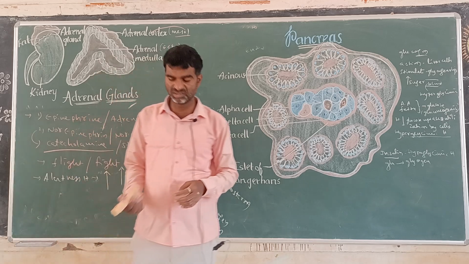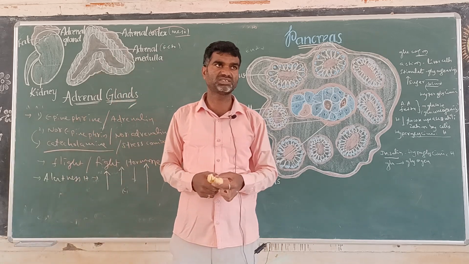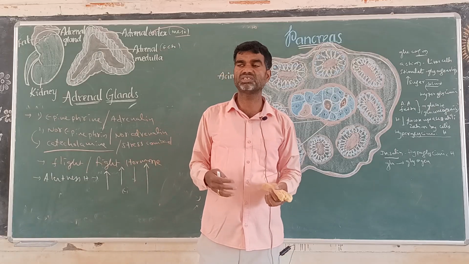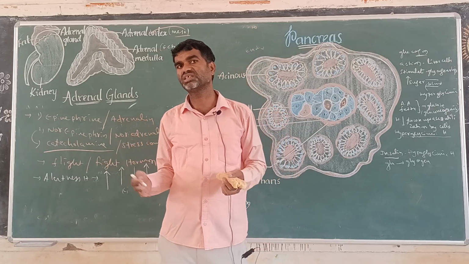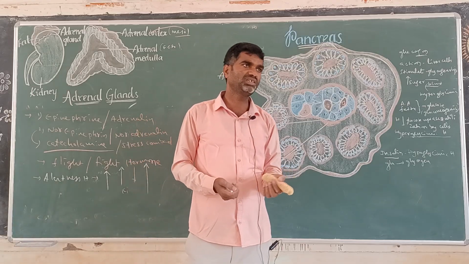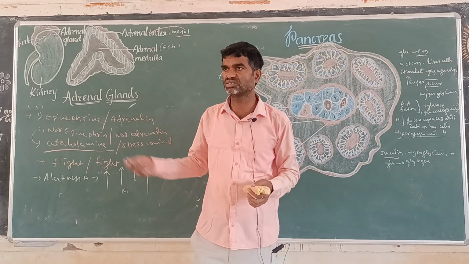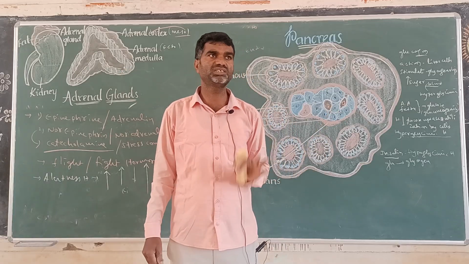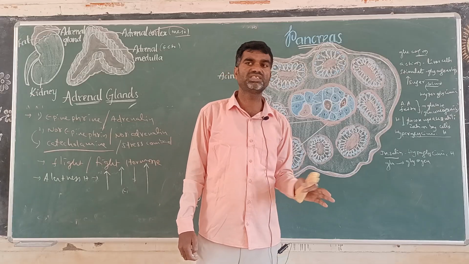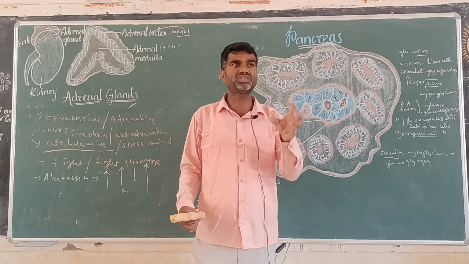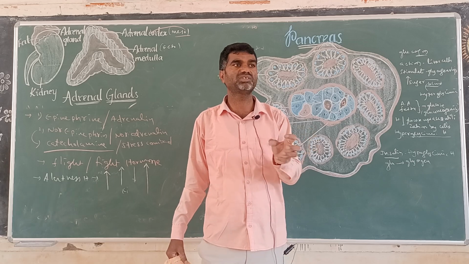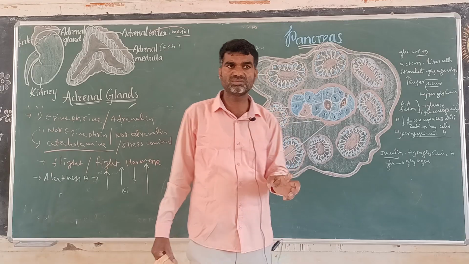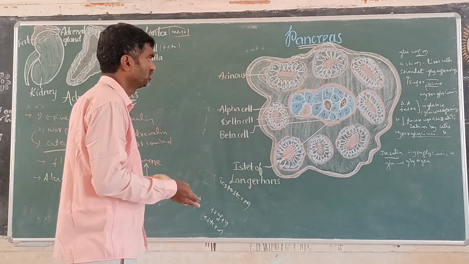And the next gland is the pancreas. We know the endocrine glands: pituitary gland, thyroid gland, parathyroid gland, thymus gland, pineal gland. These are all endocrine glands. The adrenal gland is also endocrine, but the pancreas is a very important gland, a mixed gland. Why is it called a mixed gland? Half of it is endocrine and half is exocrine. That's why it is called a mixed gland: the exocrine part and the endocrine part.